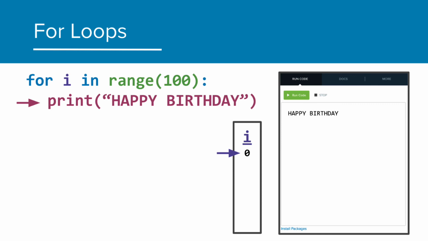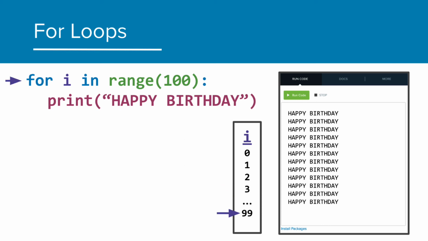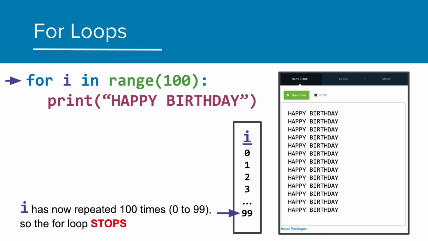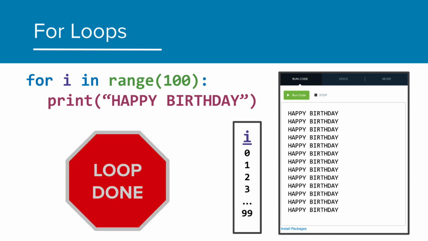We print the message, i increases. We print the message, i increases, and so forth, all the way until i equals 99. After printing this one more time, we have now printed happy birthday 100 times. At this point, the loop stops, and the program moves forward into any following code.